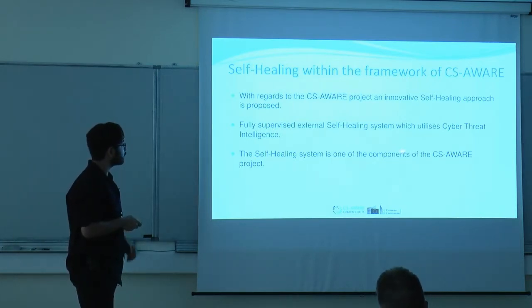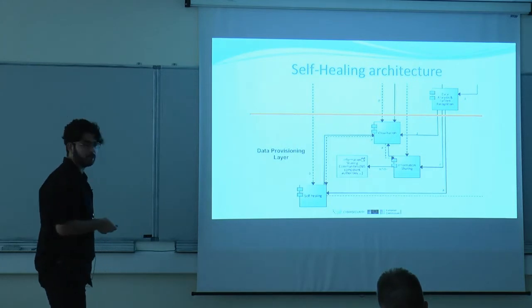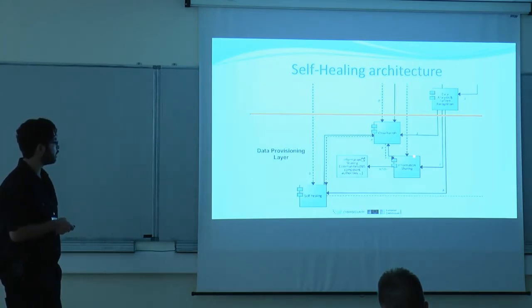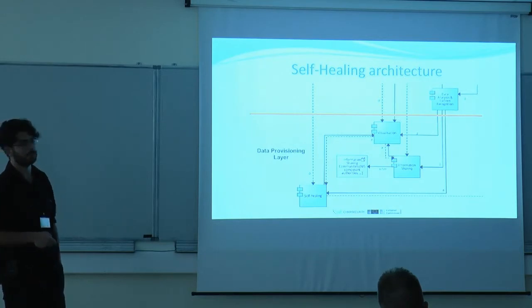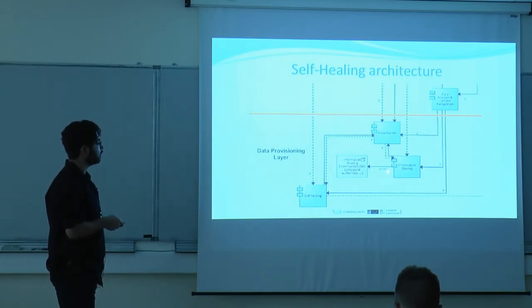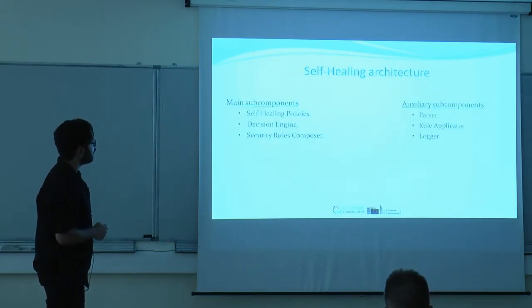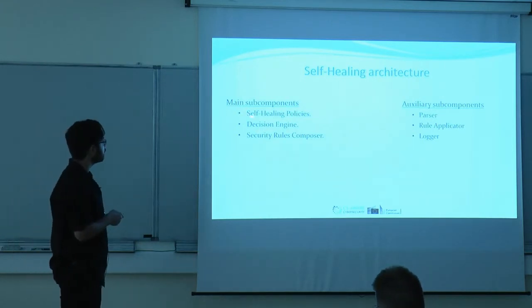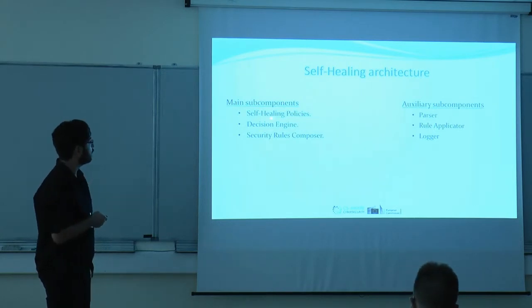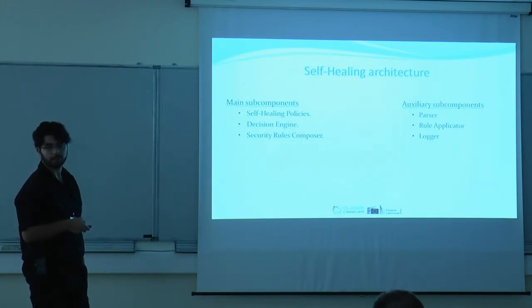The self-healing system is one of the components of the CS-Aware project. It's not the only one, as we can see here. Here are some other components which are associated with the self-healing: the information sharing component, the visualization component, and the data analysis component. So self-healing is one of them, and it uses cyber threat intelligence, which comes from previous components. The architecture of this self-healing model has main subcomponents and some auxiliary. Main subcomponents are these three: the self-healing policies, decision engine, and security rules composer; and auxiliary: parser, rule applicator, and logger.